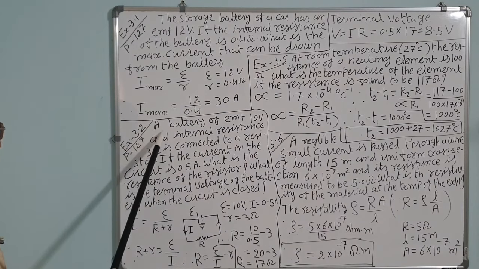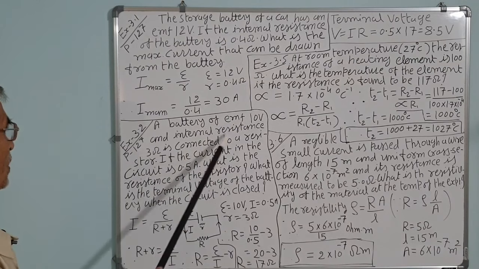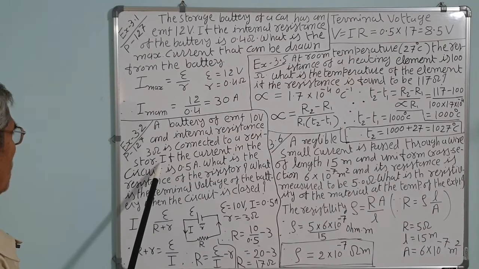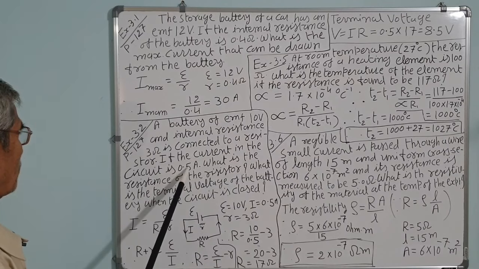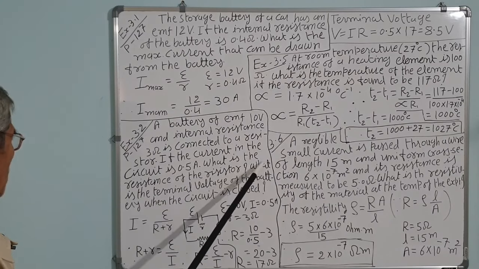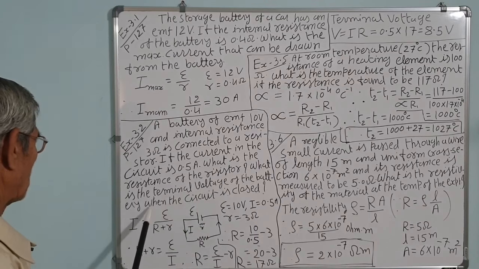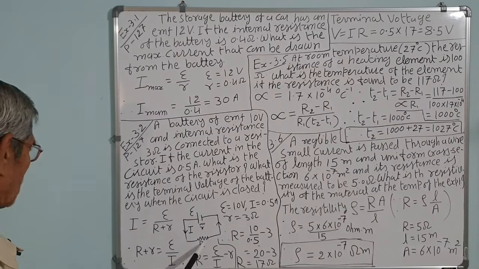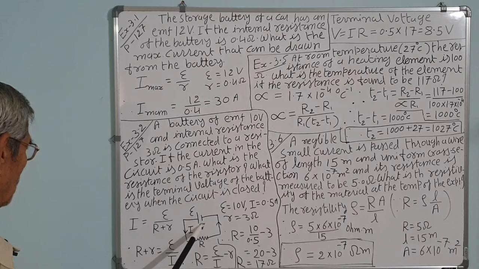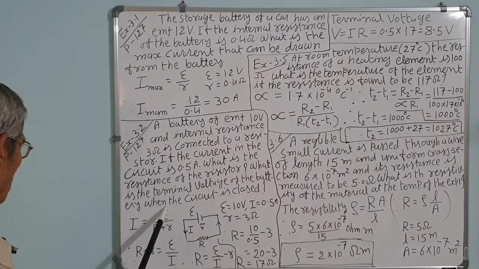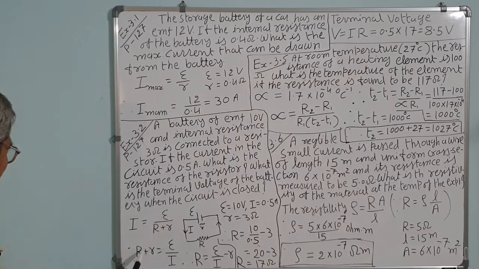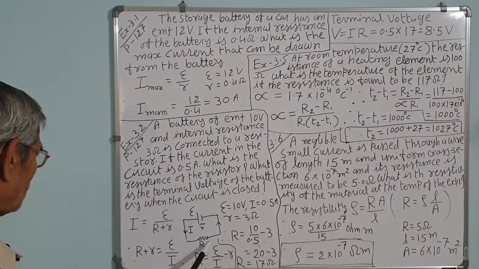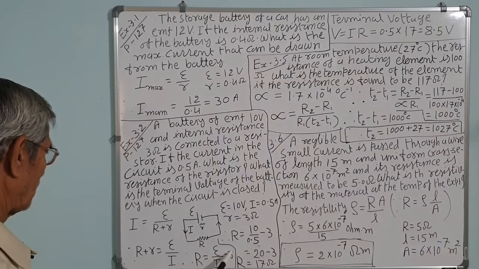Example 3.2. A battery of EMF 10 volt and internal resistance 3 ohm is connected to a resistor. If the current in the circuit is 0.5 ampere, what is the resistance of the resistor? What is the terminal voltage of the battery when the circuit is closed? The current here now is equal to, we have connected the resistance R. So, total resistance in the circuit is internal resistance small r plus capital R. So, current is equal to EMF E upon R plus small r. So, R plus small r is equal to E upon current I. Therefore, R is equal to E upon I, then minus small r.